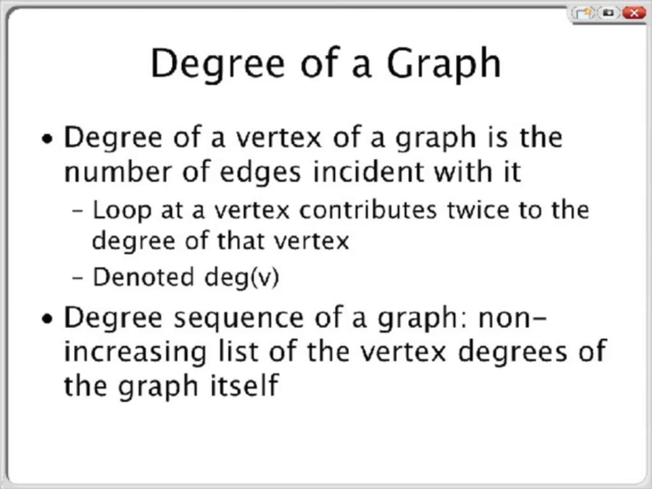Now we will give some definitions. The degree of a vertex of a graph is the number of edges incident with it. Note that a loop at the vertex contributes twice to the degree of that vertex. The degree of a vertex of a graph is denoted deg of v, or degree of v. The degree sequence of a graph is defined as a non-increasing list of the vertex degrees of the graph itself.